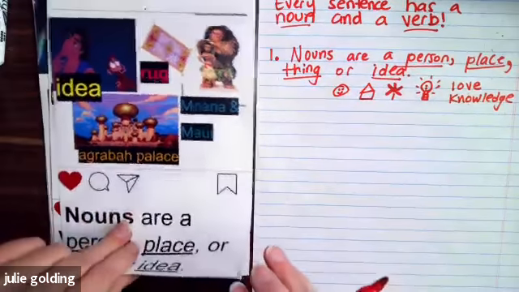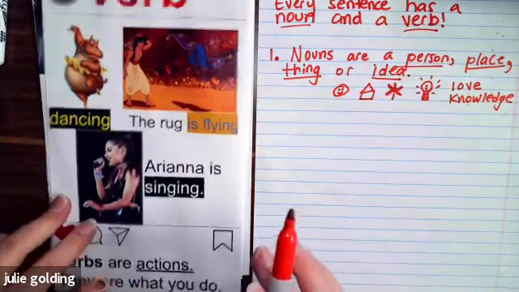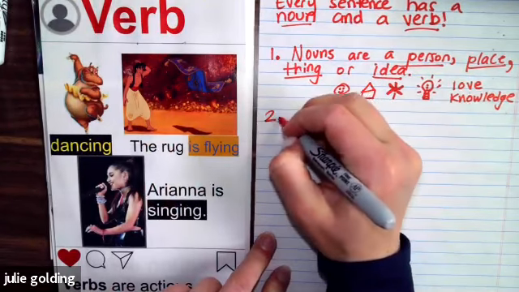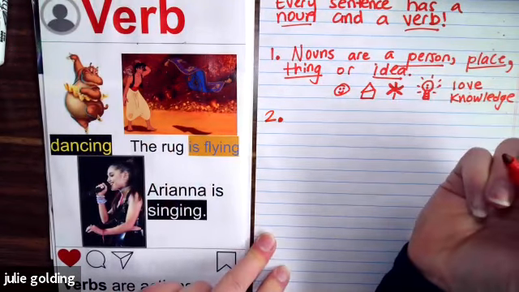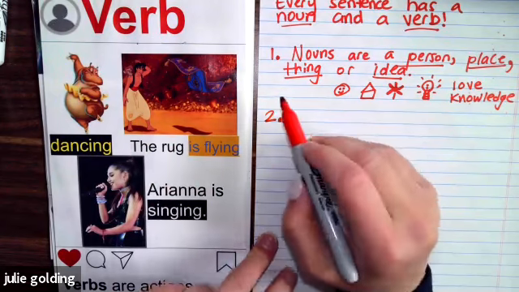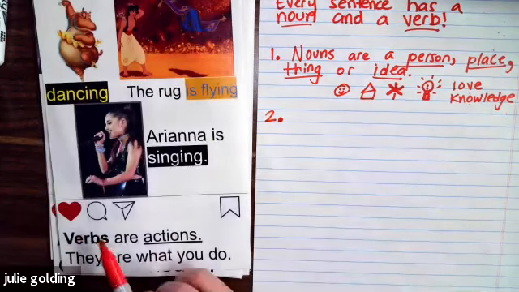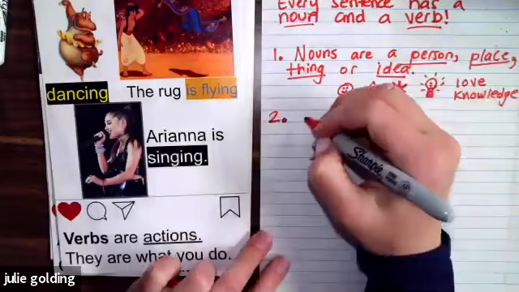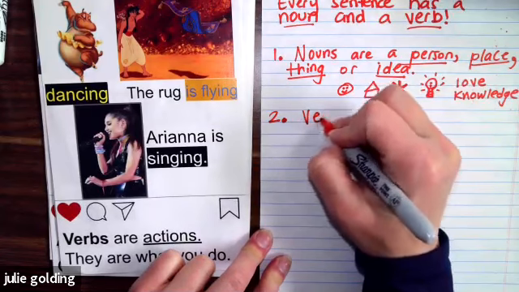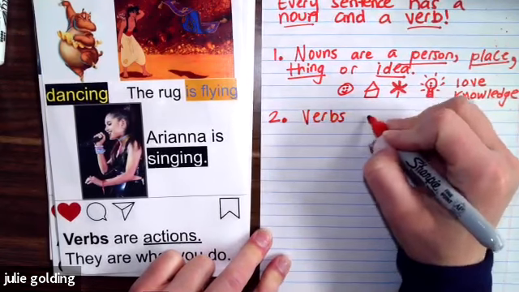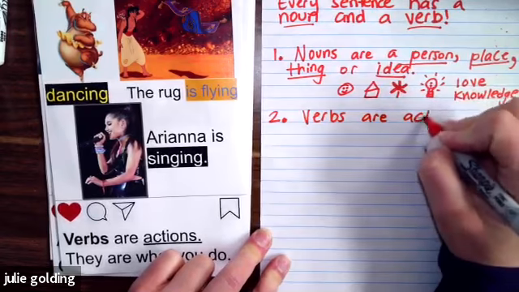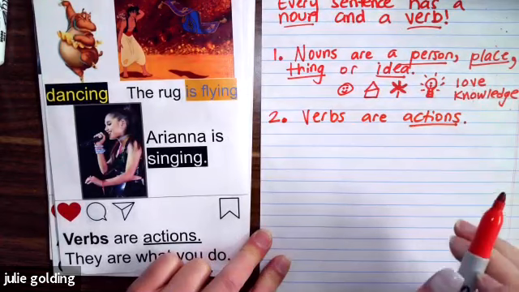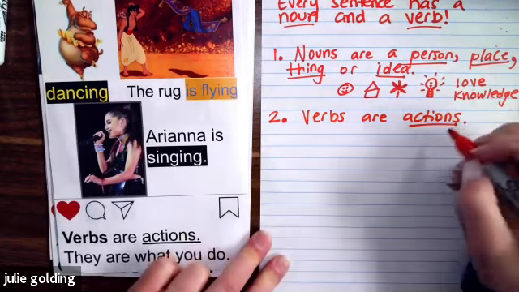The next thing we're going to look at is verb. This is our second part of speech, right? Number 2. Verbs are actions. They are what you do. So write that sentence down. Verbs are actions. Underline actions because that's the key word you want to know. Something they do, that you do.